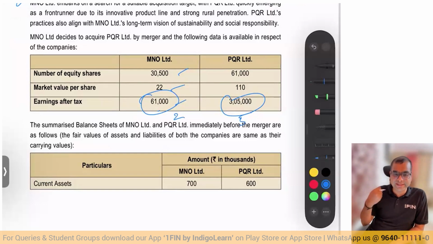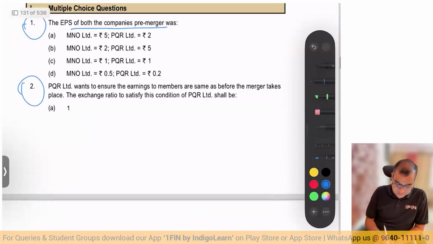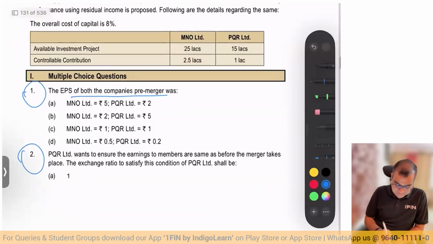So direct, straight, simple. You need not, in fact, even read the entire question. MNO is 2, PQR is 5. Answer is B.